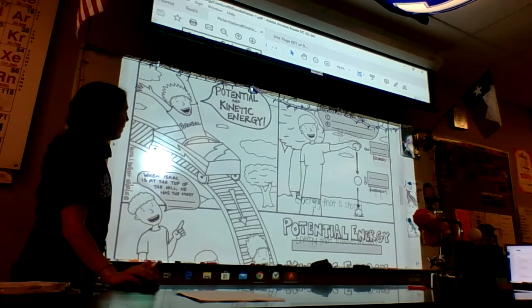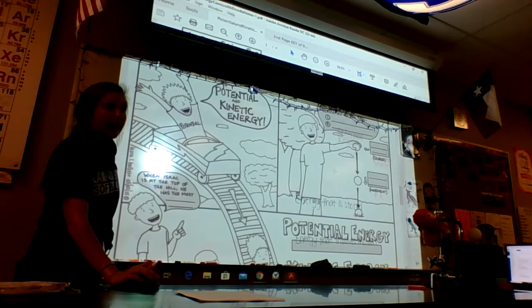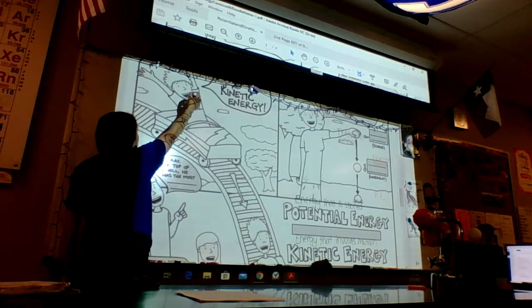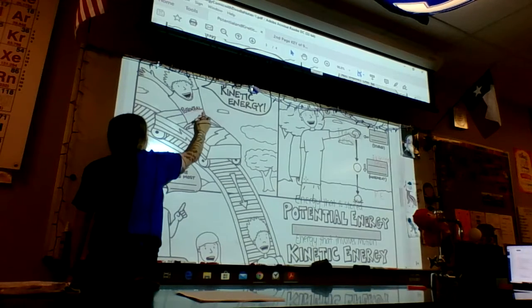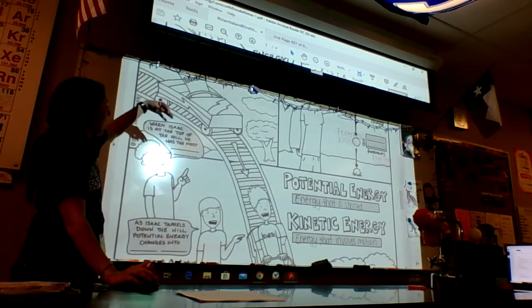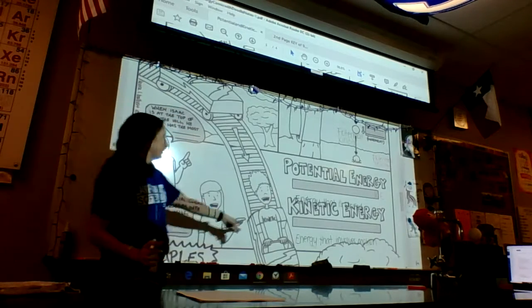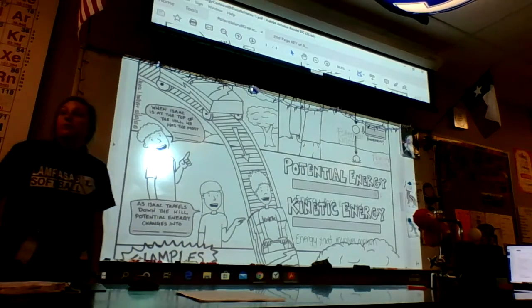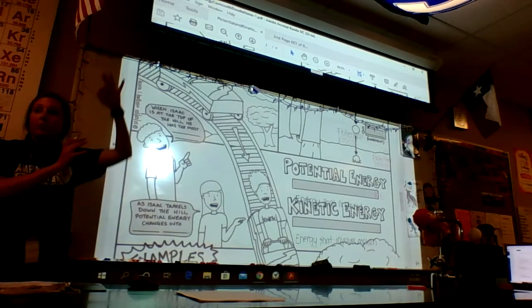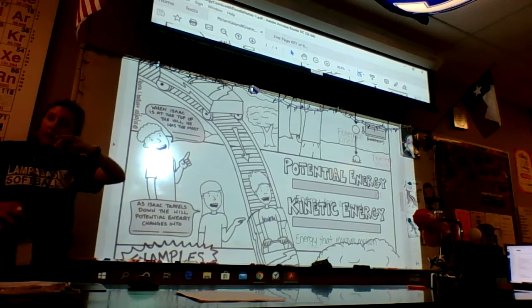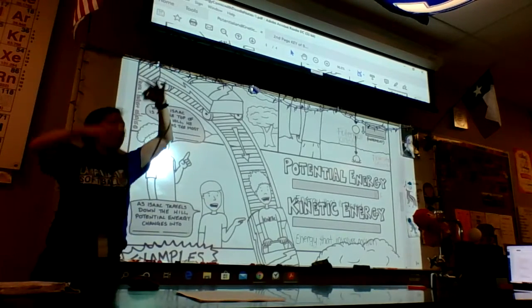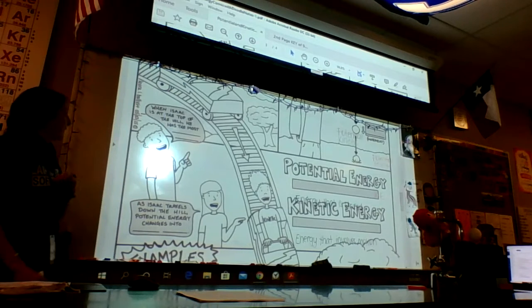Now I want to talk about this roller coaster that we have going through the middle of our page. We have a dude at the top of the roller coaster. His shirt says potential. Keep that in mind. He goes down the roller coaster, and now his shirt says kinetic. So it was so fast that it changed. Potential energy and kinetic energy are always in a relationship with each other. If potential energy goes down, kinetic energy goes up. If kinetic energy goes down, potential energy goes up. They work back and forth like that.